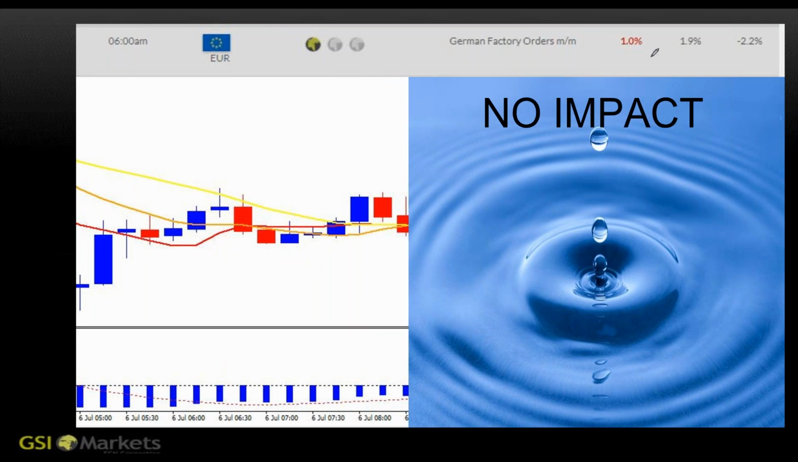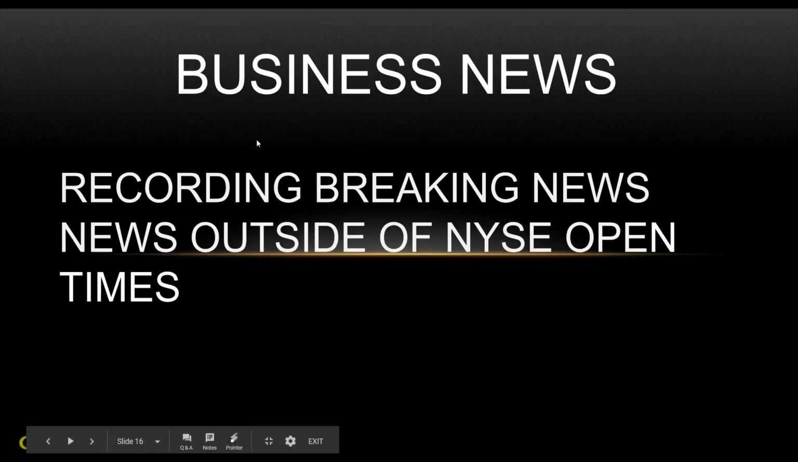So even though it was negative, even though it was a lot more negative than was predicted, it still wasn't enough to move the market. So we don't really need to worry too much about these unless there's a crazy difference. We just need to be, you know, aware. We can't trade them really, okay? Really at all.